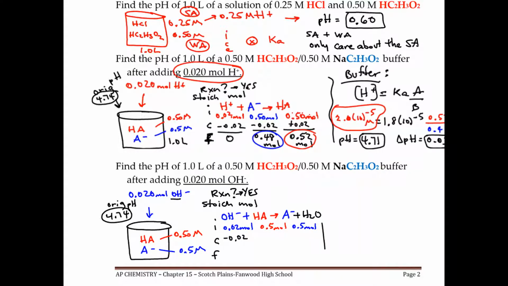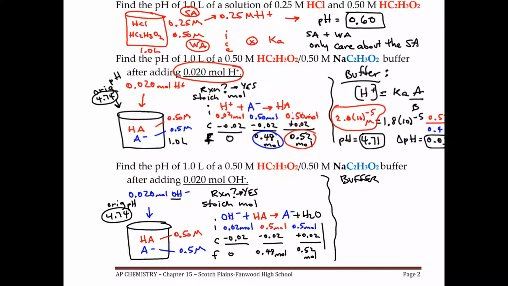Now with limiting reagents, we're going to find out that the OH runs out. We're only going to use 0.02 of the acid. We're going to make 0.02 of the conjugate base. So when I'm all done, I have no more hydroxide. I have 0.48 moles of the weak acid, 0.52 moles of the conjugate base. And then I do my solution scenario and ask myself, what do I have now? A stronger, a weaker, a buffer? And I have a buffer, because I have a weak acid and its conjugate base.